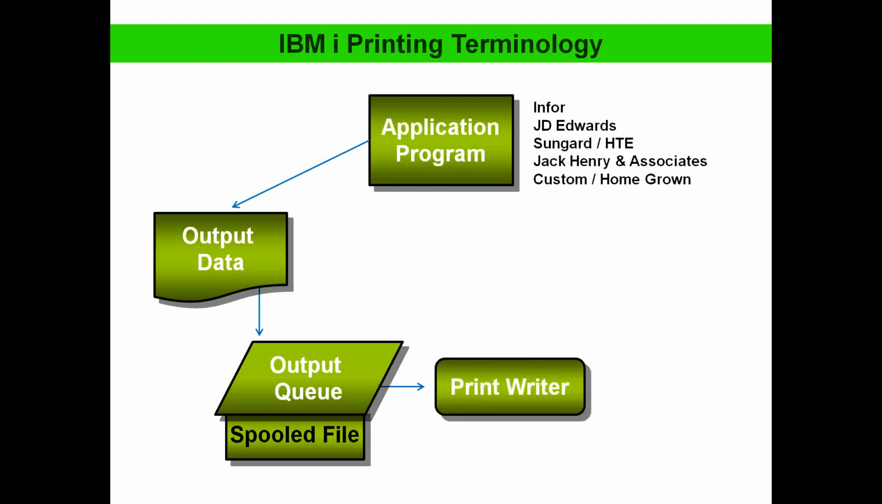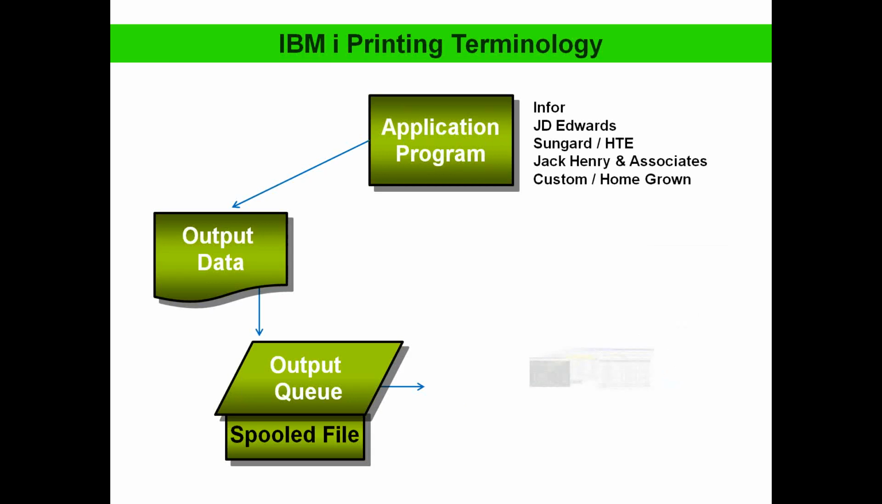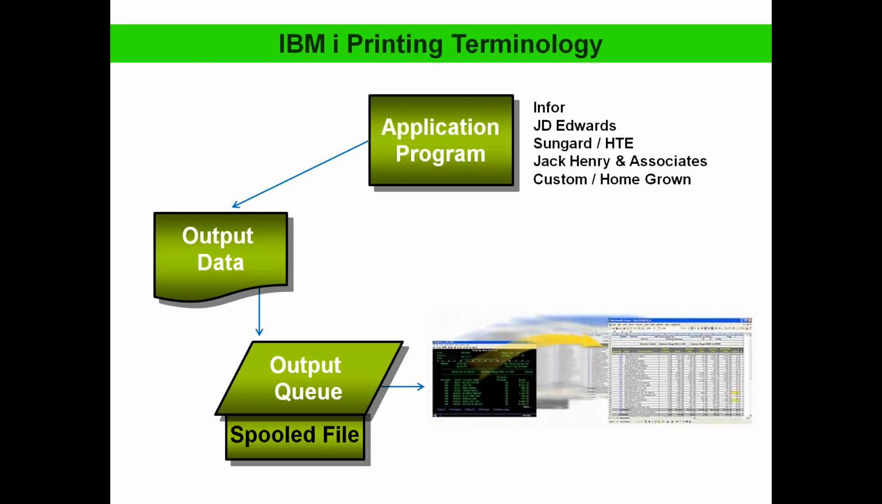A print writer is a program that sends the spool file to a physical printer, and it may be set up to monitor the out queue and verify the spool files are the correct form type for the printer and that the status is ready. And it handles the communication between the system and the printer. It's here, at this point in the out queue, that we can intercept the spool file and bypass the print writer and the printed page.